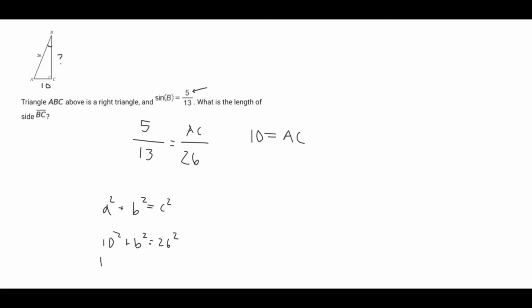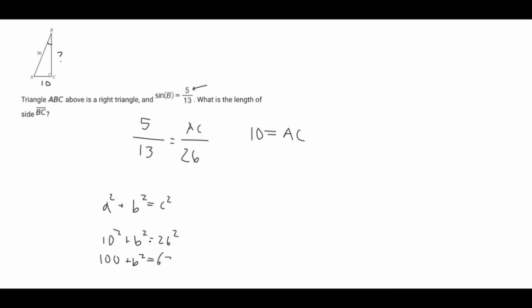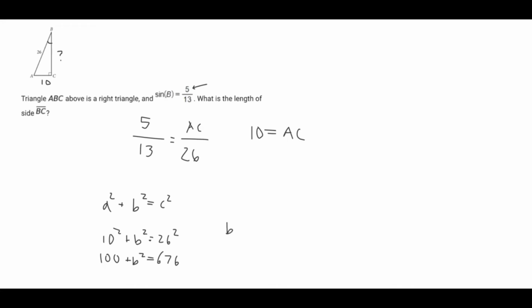All right, so 10 squared is 100 plus B squared. 26 squared is going to be 676. And so if we just rearrange this equation, we get B squared equals 576. And if we take the square root of both sides, we can find that B is equivalent to 24. And therefore 24 is our answer, in which case that is the side length of side BC.